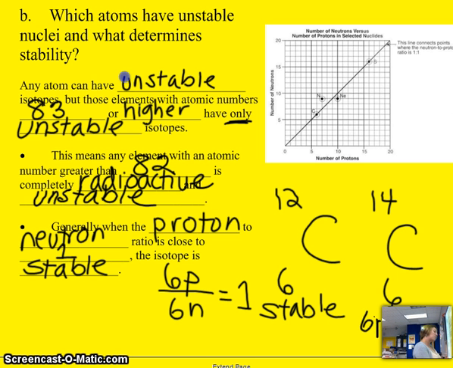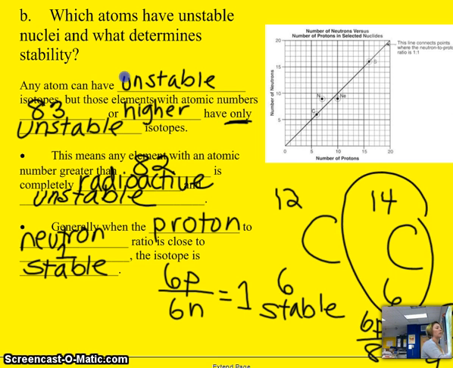It has 6 protons but 8 neutrons. So that ratio is not 1, it's less than 1, right? If we reduce it, it's 3/4. That's 0.75. So that ratio is less than 1, and this one is unstable and radioactive, and it will spew things out of the nucleus in an attempt to become stable. Okay? So an unstable nucleus means that the nucleus actually breaks down, things go flying out of the nucleus in an attempt to become stable.